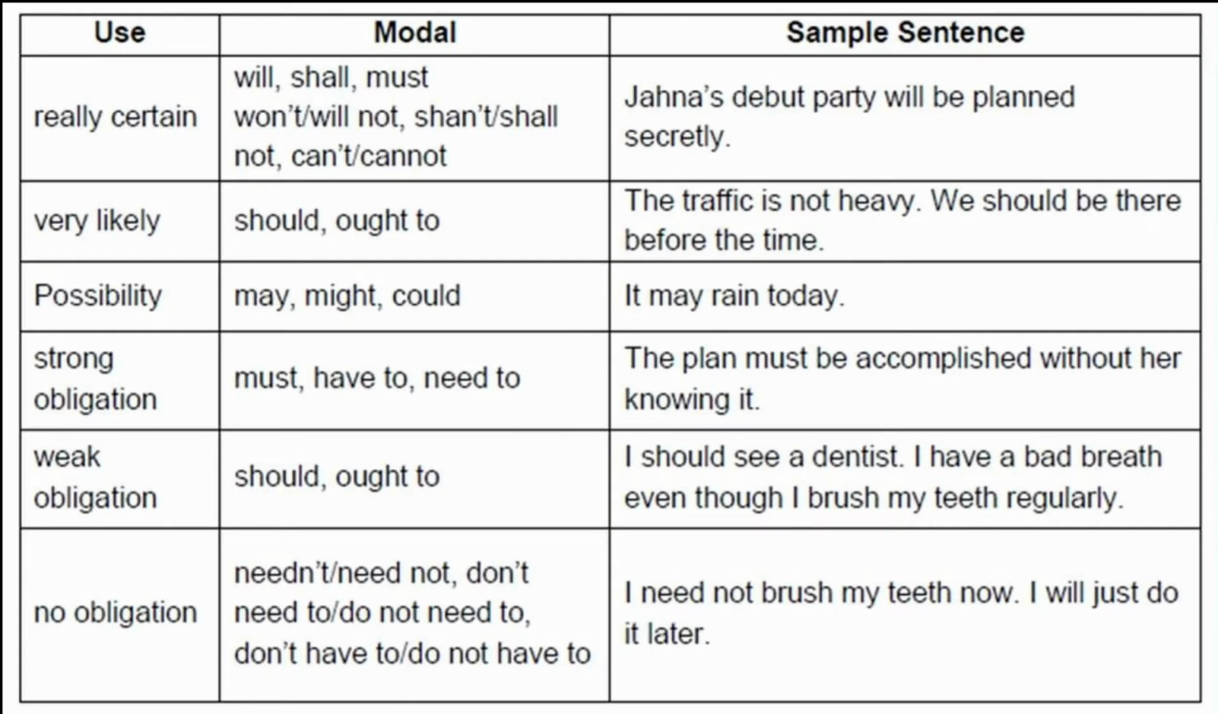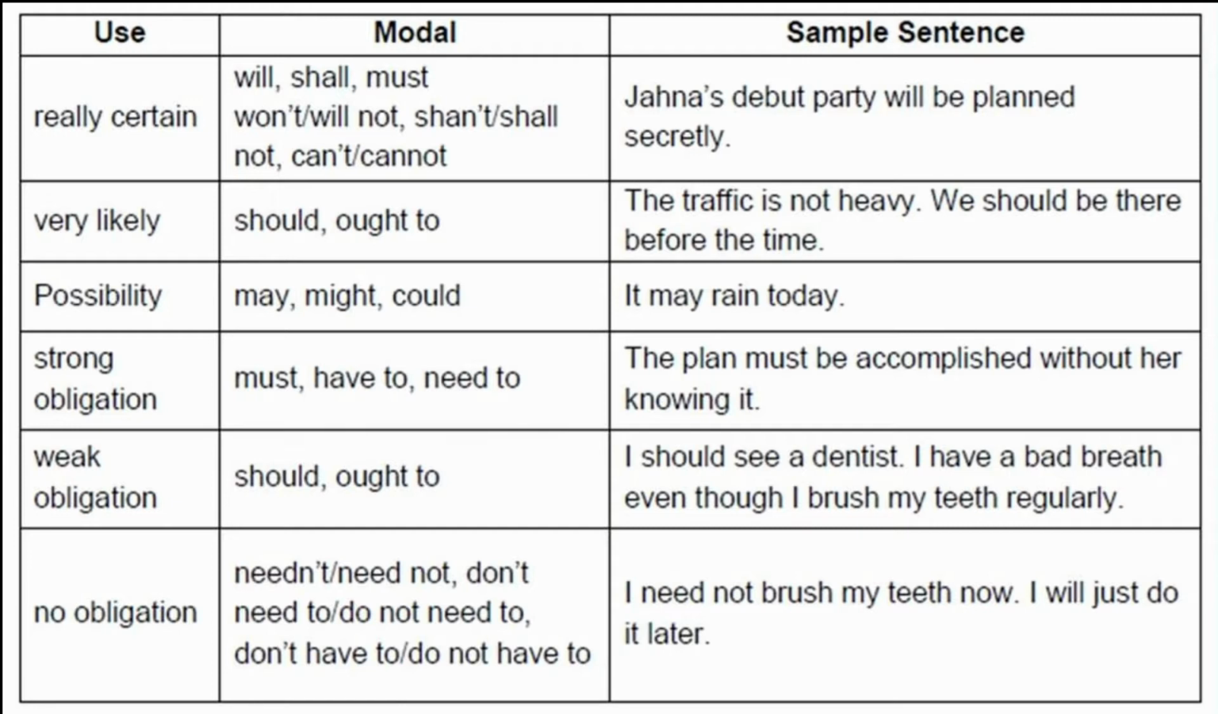Next, very likely. Modals: should, ought to. The sample sentence is, the traffic is not heavy. We should be there before the time. So that is very likely to happen, that if the traffic is not heavy, or if there is no traffic jam, they can arrive at their destination before the time. Next is possibility. Modals are may, might, could. Sample sentence: it may rain today. When we say possibility, it may happen or may not. Which means there is a chance.